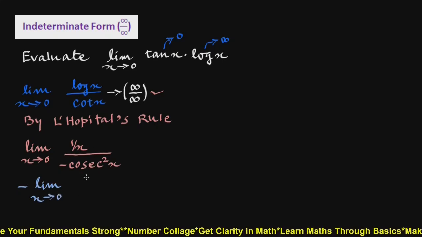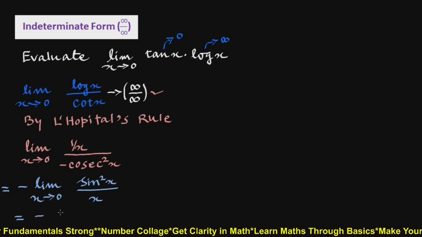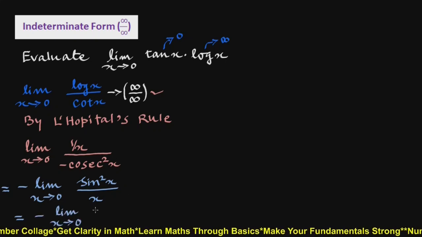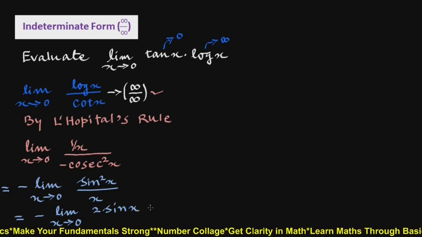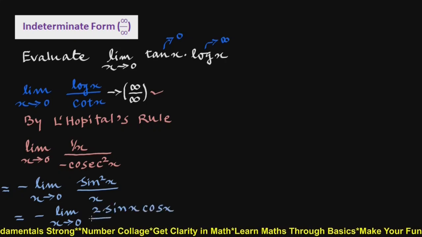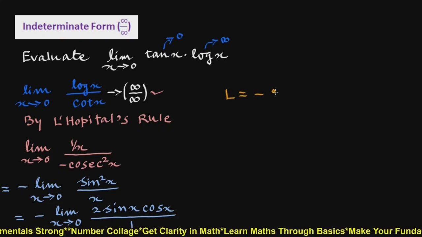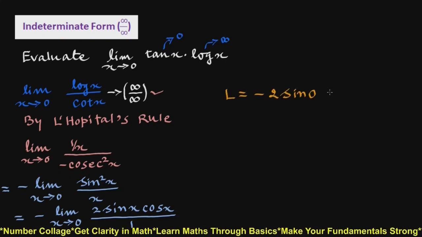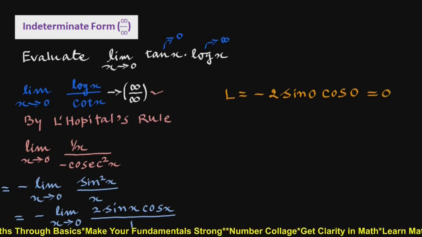We will write it as sin square x upon x. Again by applying L'Hopital's rule, it will be derivative of sin square x, 2 sin x cos x, upon derivative of x, 1. After taking limit, this will be minus 2 sin 0 cos 0, which will be 0. So the limit is 0.